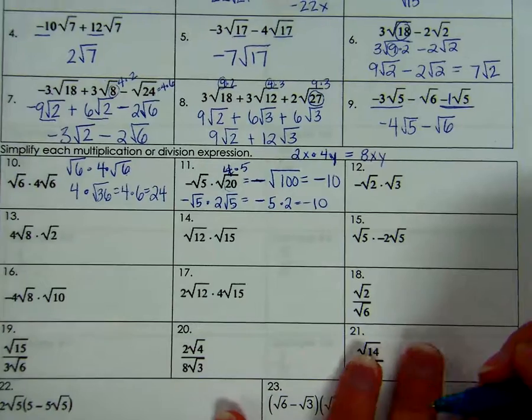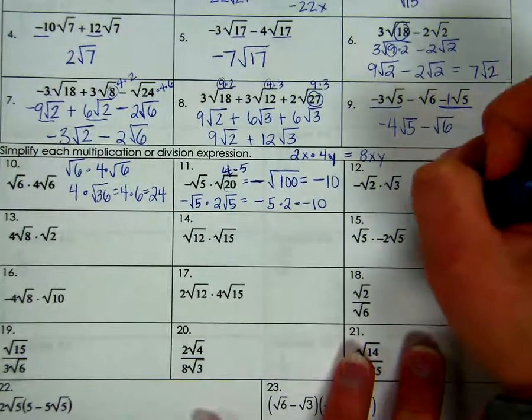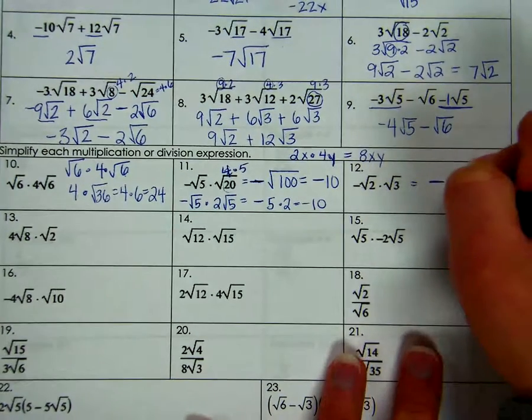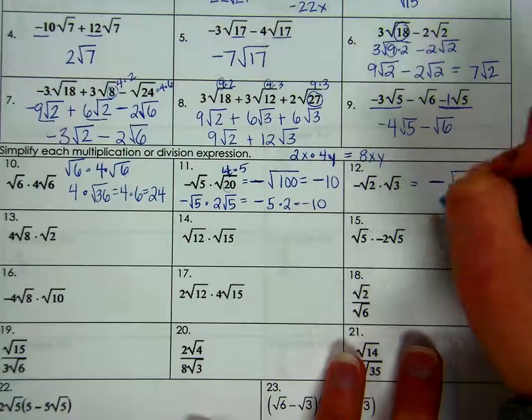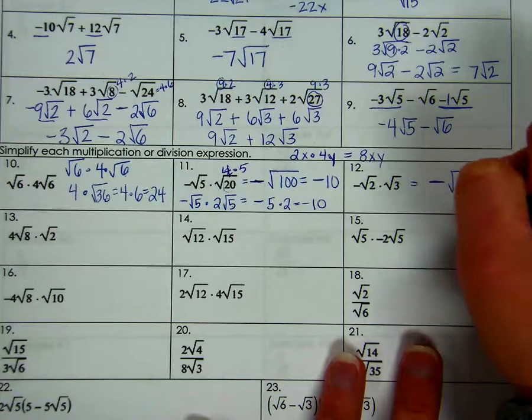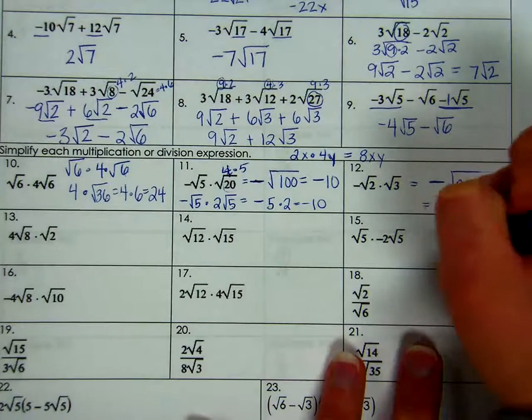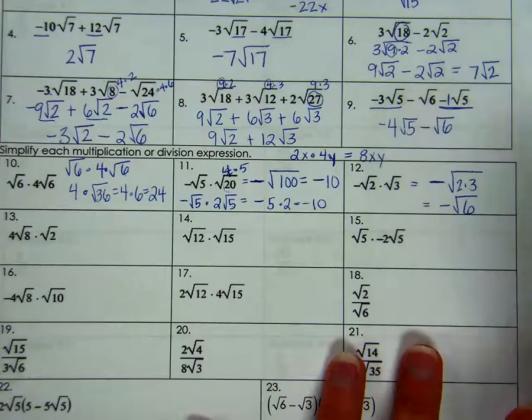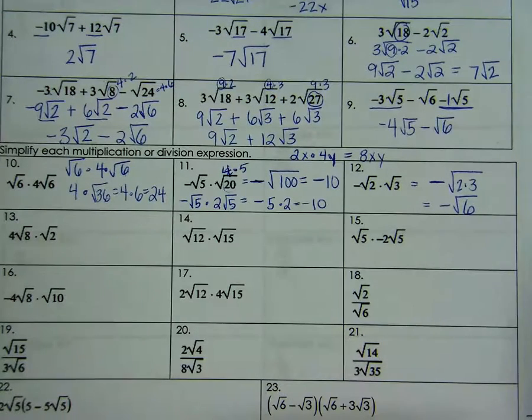Number 12 is pretty simple. I'm going to keep the negative. And then I have square root of 2 times the square root of 3. So underneath I would just put 2 times 3, which there's not much I can do there. It's just 2 times 3, which is 6. So it's negative square root of 6.